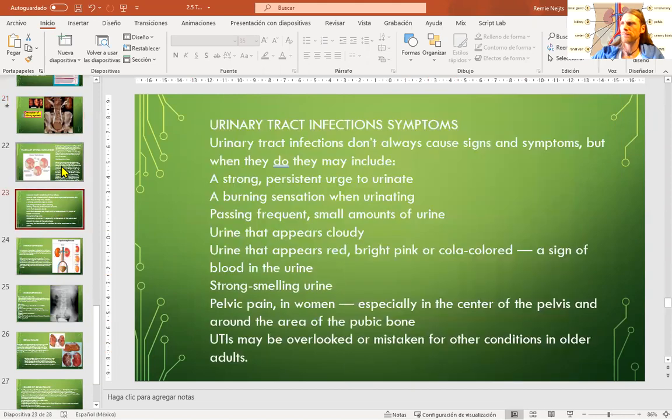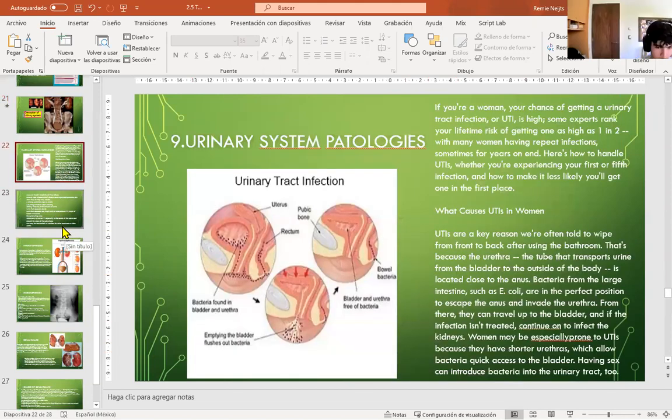Okay, we already have talked a little bit about the pathologies. So you have this urinary tract infection. Here you can typically see what causes it. Like I said, you have the anus in girls, which is very close to the vagina. And basically there might be bacteria that go from the anus to the vagina, and then you can have this urinary tract infection.